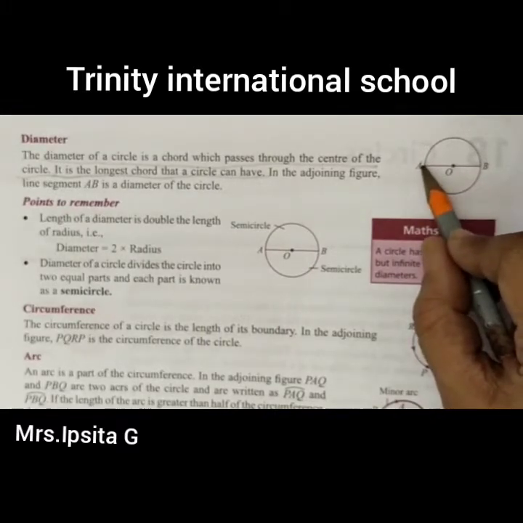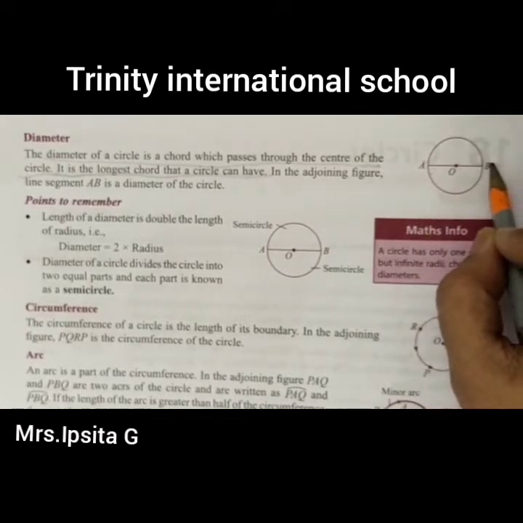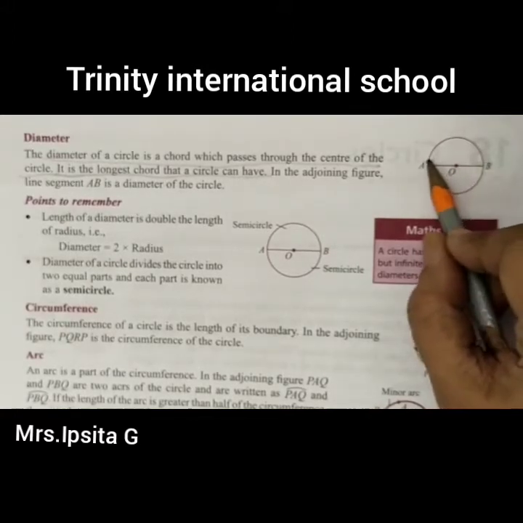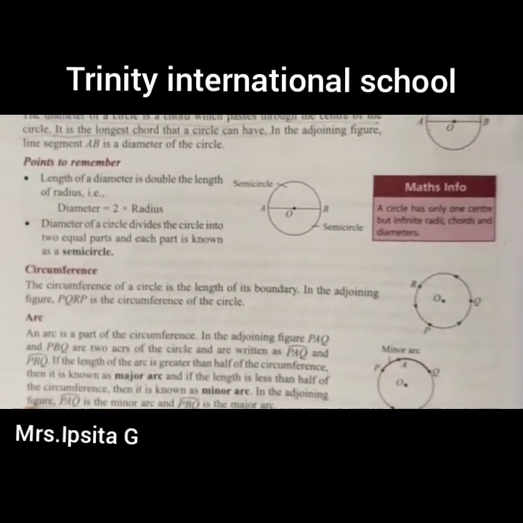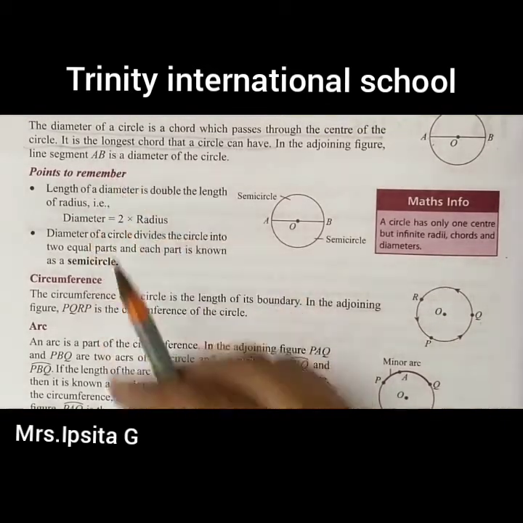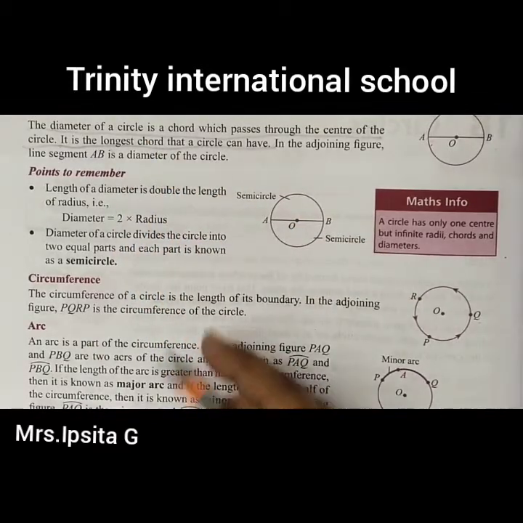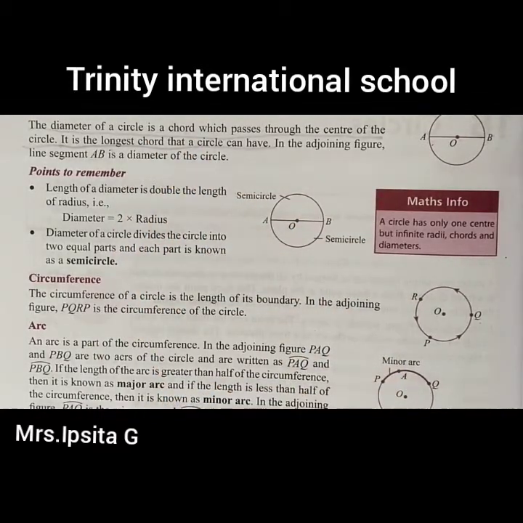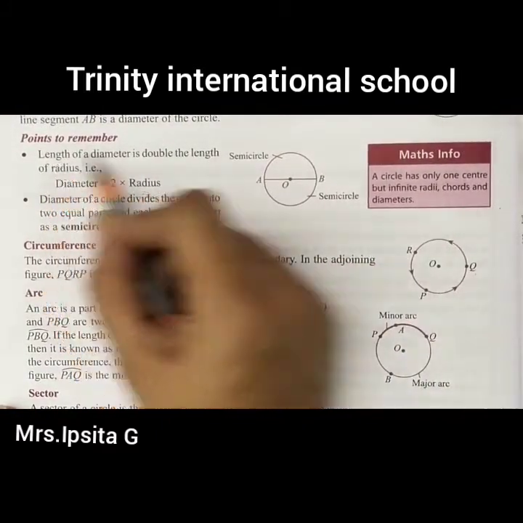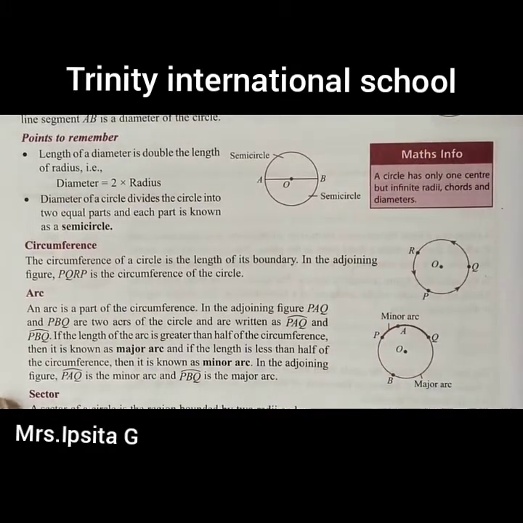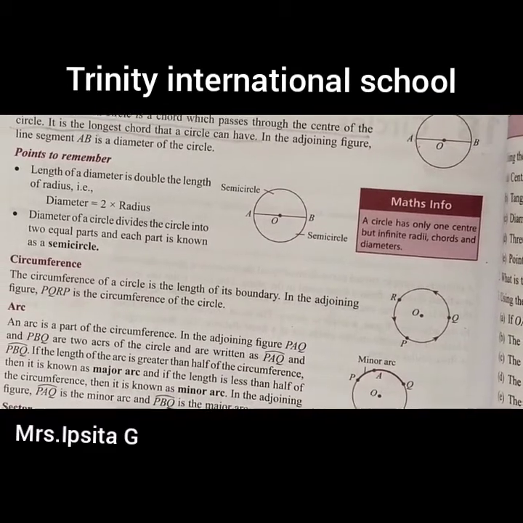So the diameter of a circle is a chord which passes through the center. It is a line segment that joins one point on the circumference to another point on the circumference, but it is passing through the center. Okay, so the diameter is the longest chord that a circle has. So diameter is the longest chord, remember this. Now you have, in the joining figure, AB as a diameter and O is the center through which it is passing.